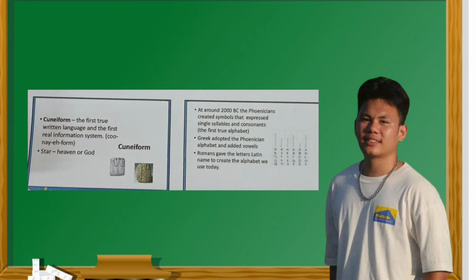Cuneiform. Star, heaven or God. At around 2000 BC, the Phoenicians created symbols that express single syllables and consonants, the first true alphabet. Greeks adopted the Phoenician alphabet and added vowels. Romans gave the letters Latin names to create the alphabet we use today.